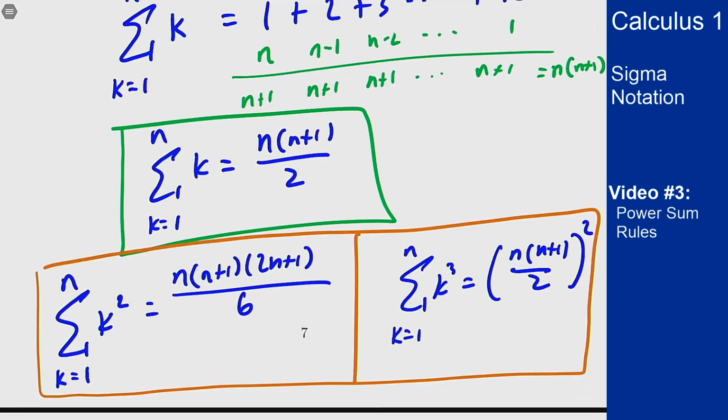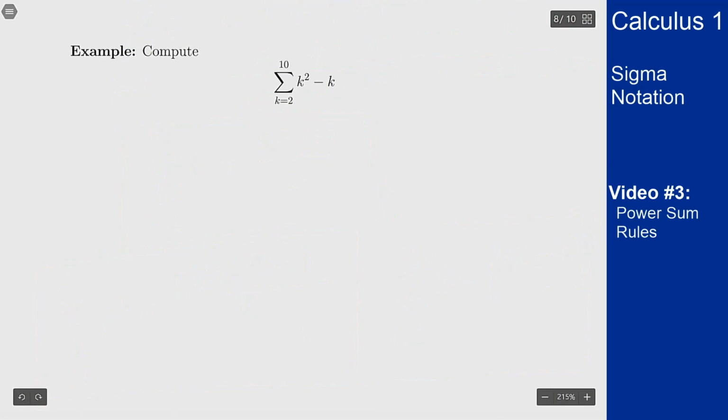Let's see an example of how these come into play. I want to compute the sum from k equals 2 to 10 of k squared minus k. An important thing to realize here is that all these formulas had the following form: k from 1 up to n. If you don't start at 1, these formulas are no longer valid. So you have to start at 1 to make all of these work.